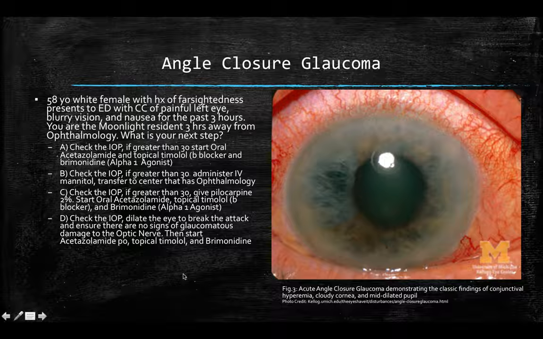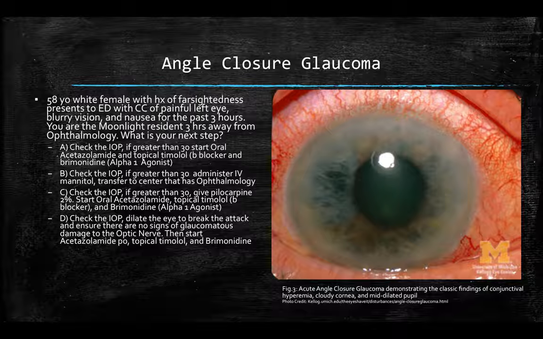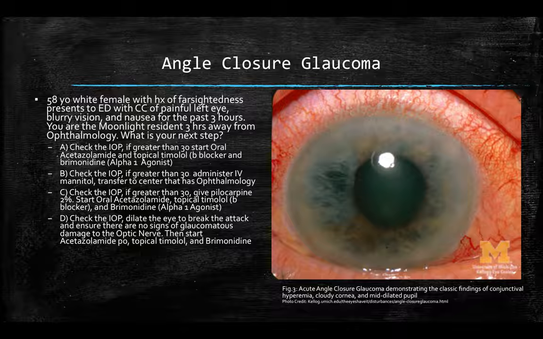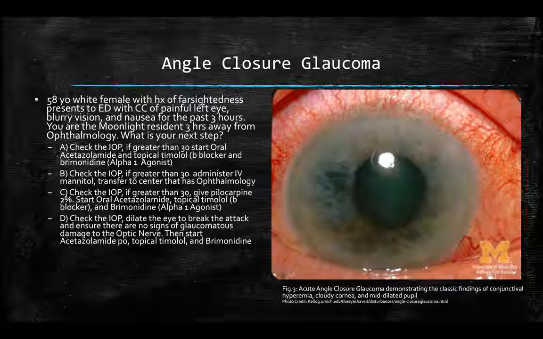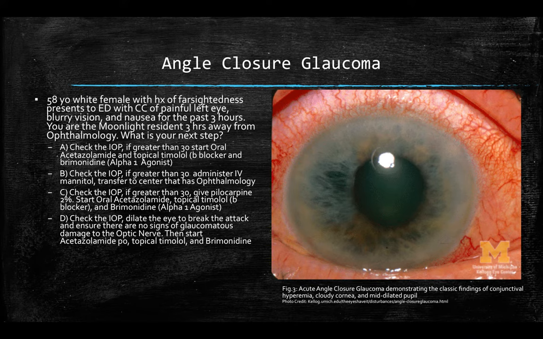So reviewing the other answers and why they're incorrect: A is a reasonable thought, but doesn't go all the way with giving pilocarpine. B is unreasonable. When you're talking about giving mannitol, that's a very aggressive treatment that can lead to brain bleeding due to rapid shifts in osmotic gradients. And that's something that needs to be done in the ICU or emergency room setting, not something that you want to give and then transfer in an ambulance. And then number D, you don't want to dilate the eye to break the attack. In fact, performing dilation in this situation could actually make the angle closure worse, as we'll learn about.